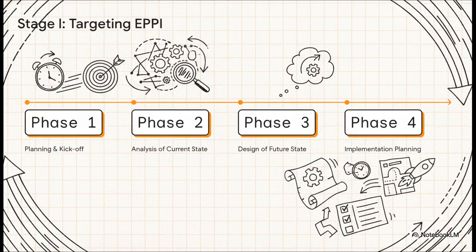Stage 1 runs on a rapid 4-phase timeline: project planning, analyzing the current state, designing a high-level future state, and implementation planning. The goal here isn't to get bogged down. The whole point of Stage 1 is to quickly scope out the problem and secure that management buy-in before we burn significant time or resources building anything. It's all about locking in the target.